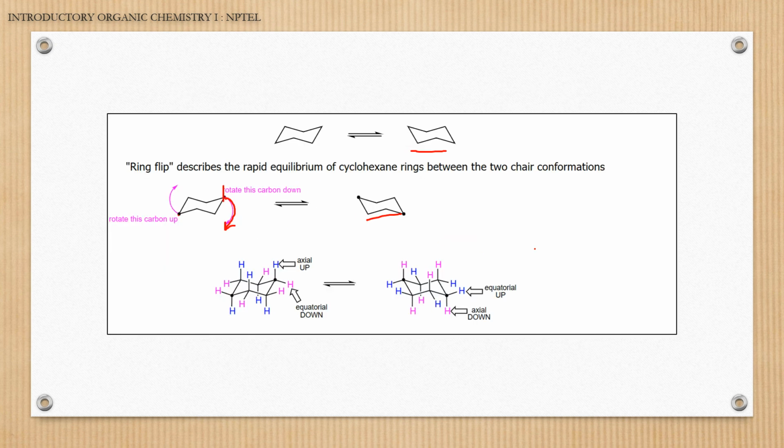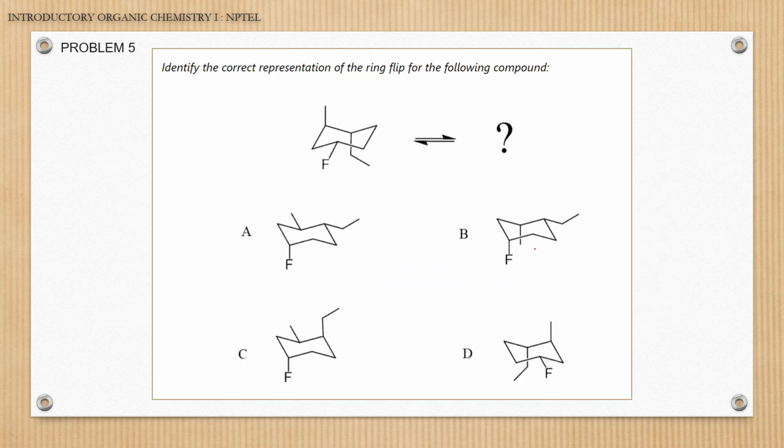So here they are asking, identify the correct representation of the ring flip for the following compound. As you can see, there is a ring flip occurring in this molecule. Now the ring will move towards this. In all four options, you can see that the ring is flipped. But now what you have to see is how the substituents present on this particular ring are coming into this ring flipped conformation. So here all the flipping is correct, but the substituents play the role.